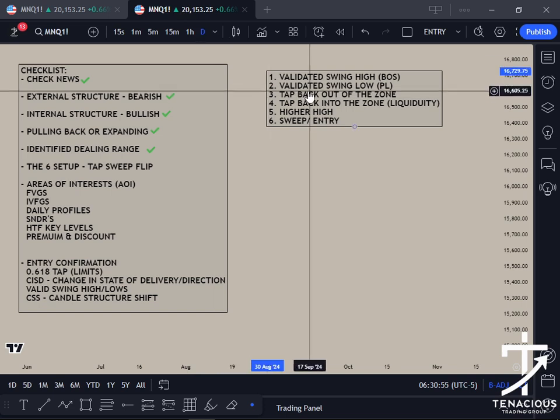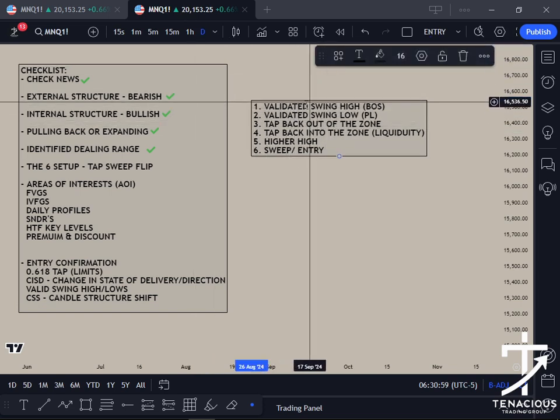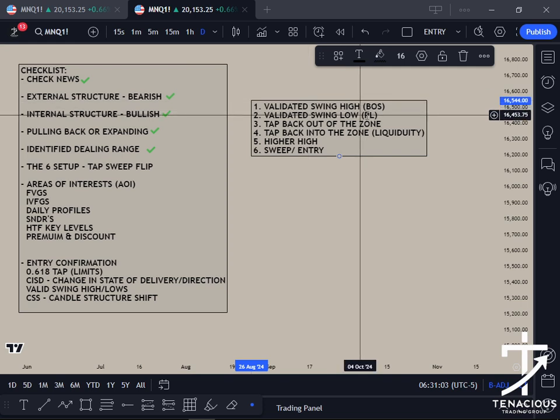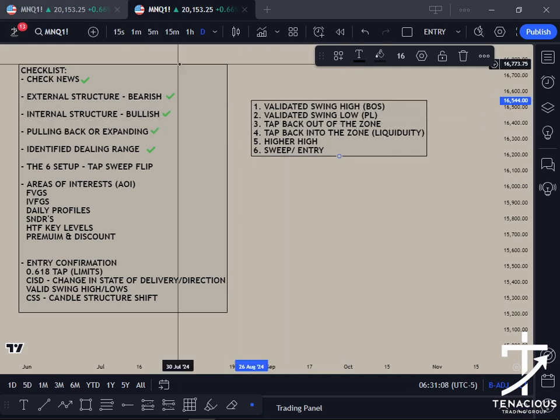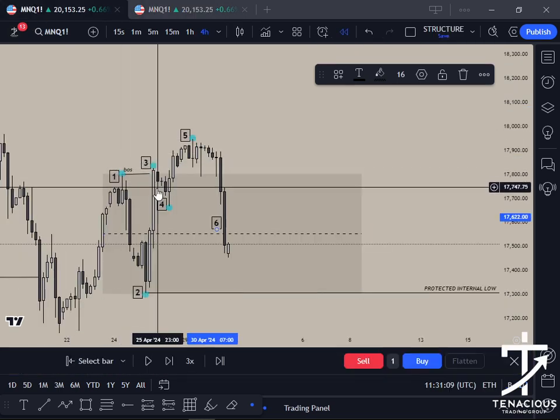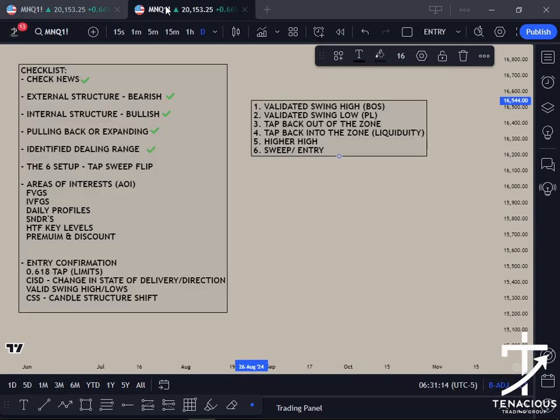So again, 1 and 2 is just literally the zone. Our validated swing high and our validated swing low. So break of structure is the high, and then our protected low will be the low. 3 is a tap back out of the zone, which can just be a wick. It doesn't have to be a candle close. It could just be a wick.